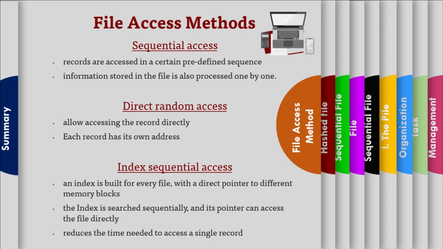Index sequential access. This type of access method is based on simple sequential access. An index is built for every file with a direct pointer to different memory blocks. In this method, the index is searched sequentially and its pointer can access the file directly. Multiple levels of indexing can be used to offer greater efficiency in access. It also reduces the time needed to access a single record.